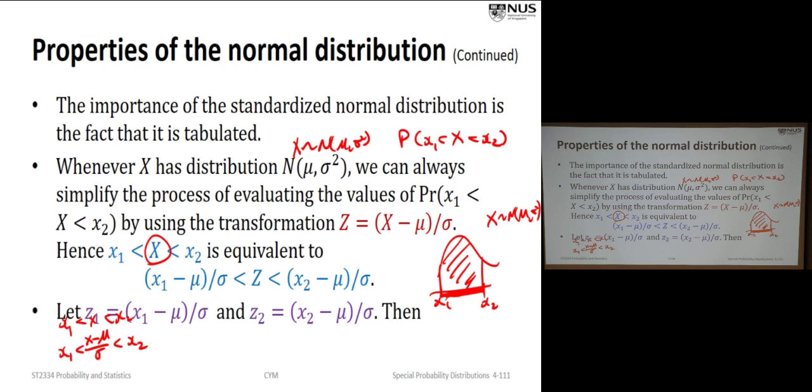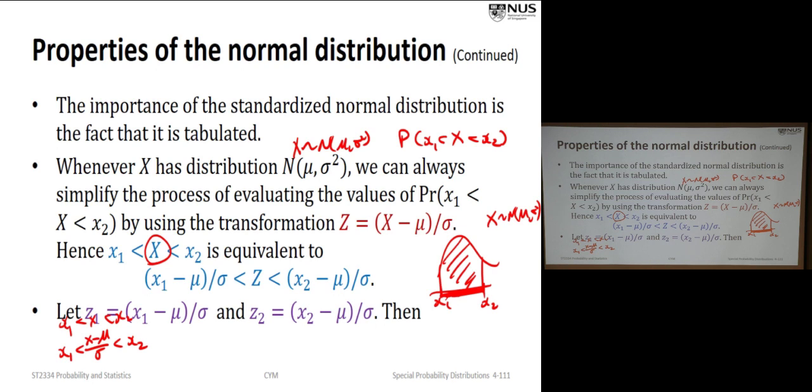Hey, it's not fair to do something only to the middle term. In fact, there are two inequalities here. One is x1 less than capital X. The other one is capital X less than x2. So you cannot just do something for one side of the inequality. Whatever you do, you have to do on both sides.